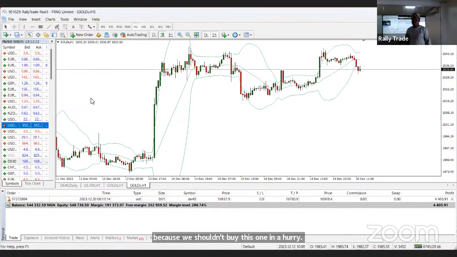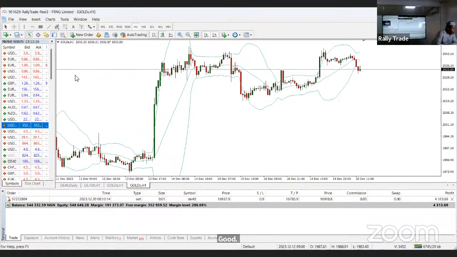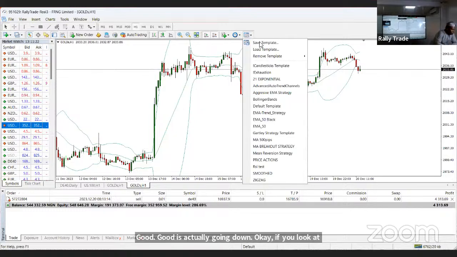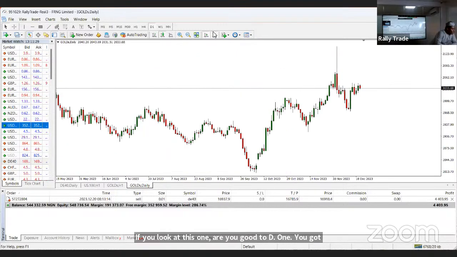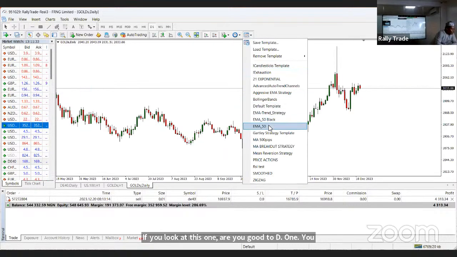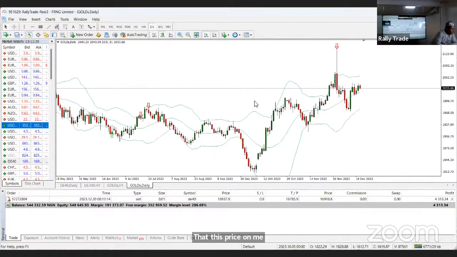Gold has potential to do what? Good. I've seen it. Gold is actually going down. Okay, to support my own thinking on gold, if you look at this one and you go to D1, you already see at a glance that the mean reversion strategy is very clear. Can you see? Mean reversion strategy is saying what? That price should go down. Is that not?